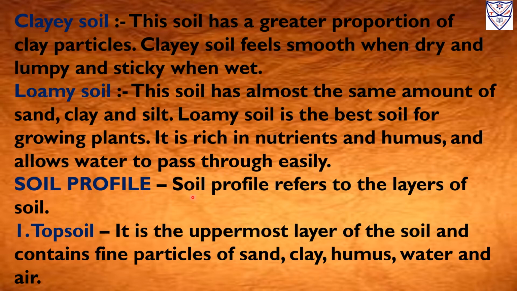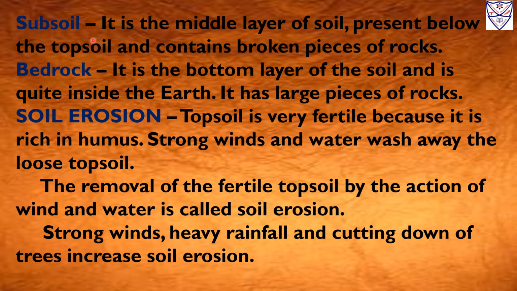Soil profile. Soil profile refers to the layers of soil. Number 1. Topsoil. It is the uppermost layer of the soil and contains fine particles of sand, clay, humus, and water. Subsoil. It is the middle layer of the soil present below the topsoil and contains broken pieces of rocks. Bedrock. It is the bottom layer of the soil and is quite deep inside the earth. It has large pieces of rocks.